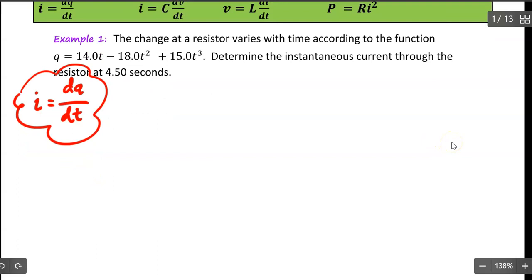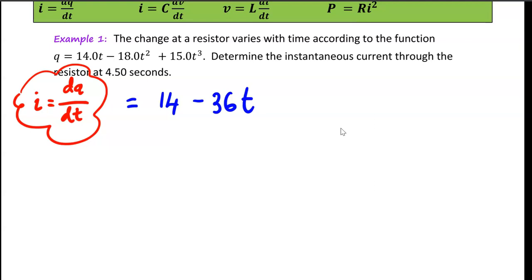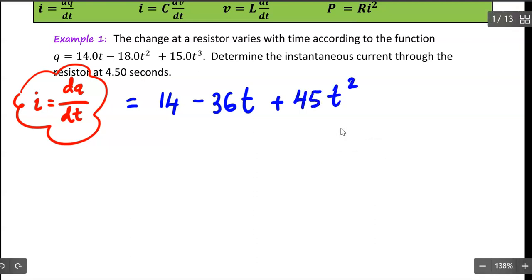Then if I take the derivative, given Q equal to 14t, then this will be equal to 14, subtract 2 times 18, which gives me 36, and I take 1 away from the exponent of t, so that just gives me t. And the last one is plus 15 times 3, which is 45, and I take 1 away from the exponent, so I have t squared.